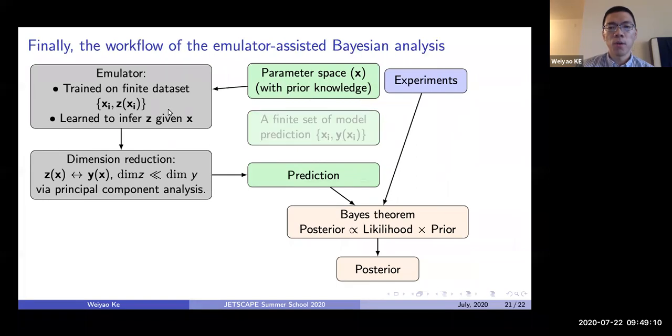Therefore, the final workflow for this, which we call emulator-assisted Bayesian analysis, looks like this. After you have trained the emulator using the finite set of model predictions, you really don't need the model anymore. You start from the parameter space, given a set of parameters for which you want to make predictions, use the emulator to predict in the principal component space what the principal component Z looks like, and use the inverse transformation of the dimensional reduction to go from the principal component space to the real physical observable space. And that's your prediction. From this point, you can apply the usual machinery of Bayesian analysis to define your posterior.